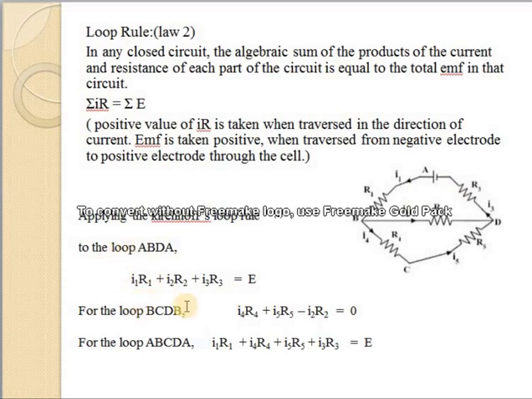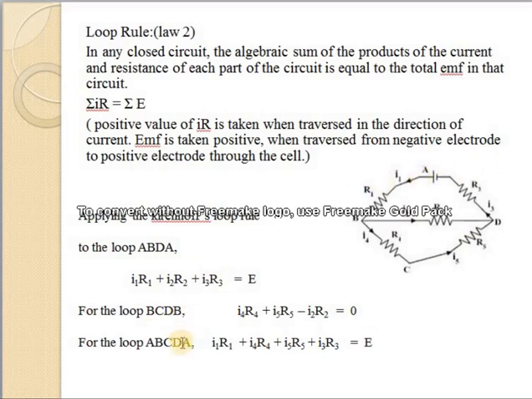Now for the loop BCDB, again we are taking the anti-clockwise direction as positive. So I4 into R4 is positive, plus I5 into R5 is again positive. Then I2 into R2 is in the opposite direction, since I2 is flowing opposite to our chosen direction. So minus I2 into R2 equals, there is no source of EMF, so the total EMF equals 0.